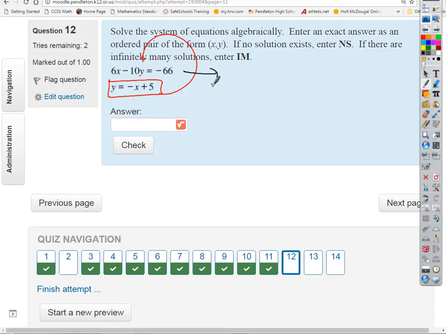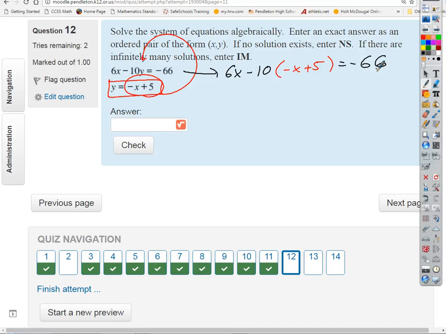What are we going to get on that top one? So when I plug this in for y, I'm going to get 6x minus 10 times that part right there. Because that's my substitution, whatever used to be a y is now going to be that. And that's all equal to -66, right? So now I've got a pretty simple equation to deal with here.